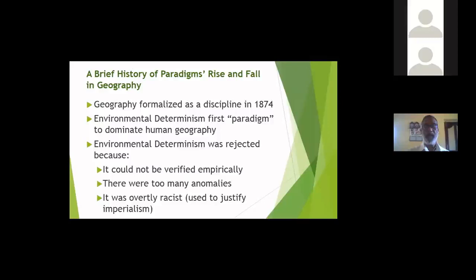And also it was overly racist. I believe racism is now becoming important. I can't breathe, okay? I can't breathe, in quotes. So racism has always been one. And there was racism in environmental determinism. That was one of the reasons why it was discarded in the first place.